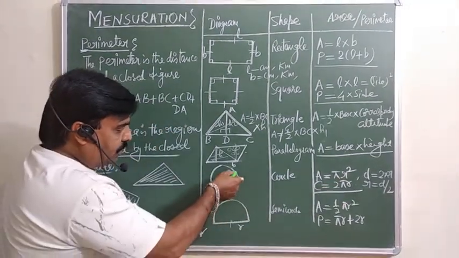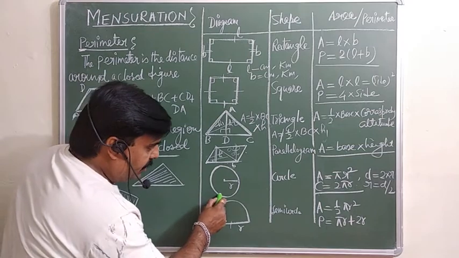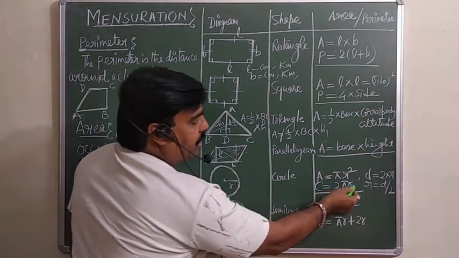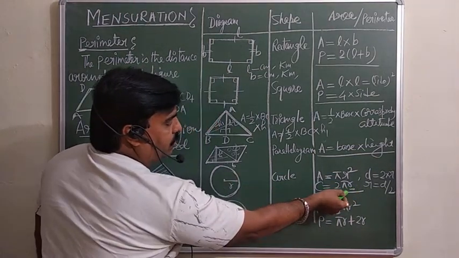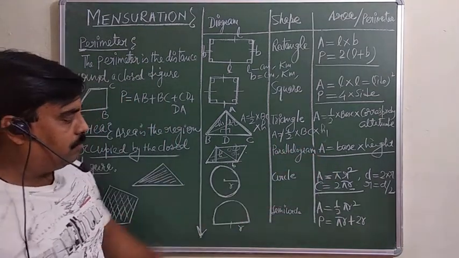And circumference. Circumference means this one, outer boundary. Outer boundary. That is 2 pi r. If you know the radius, put the value of pi, solve it, you will get the circumference.